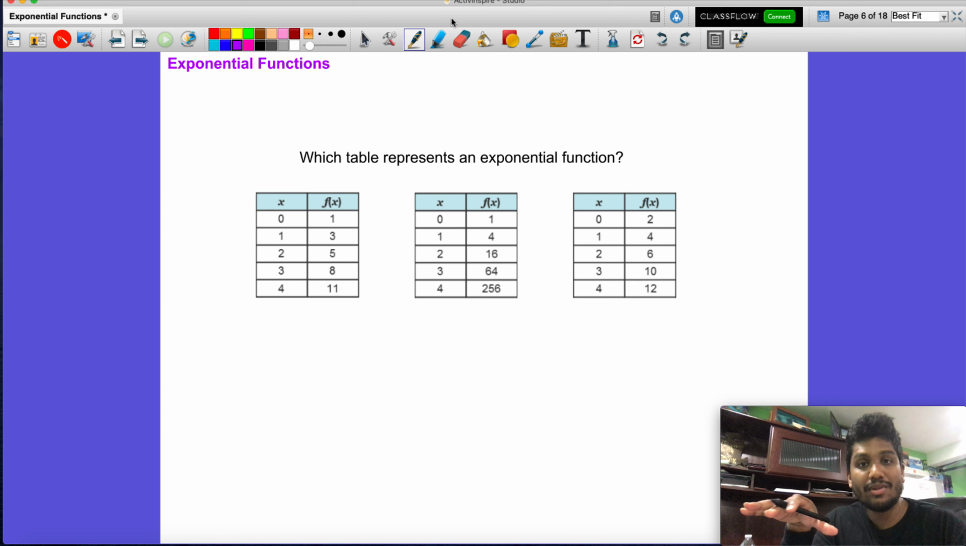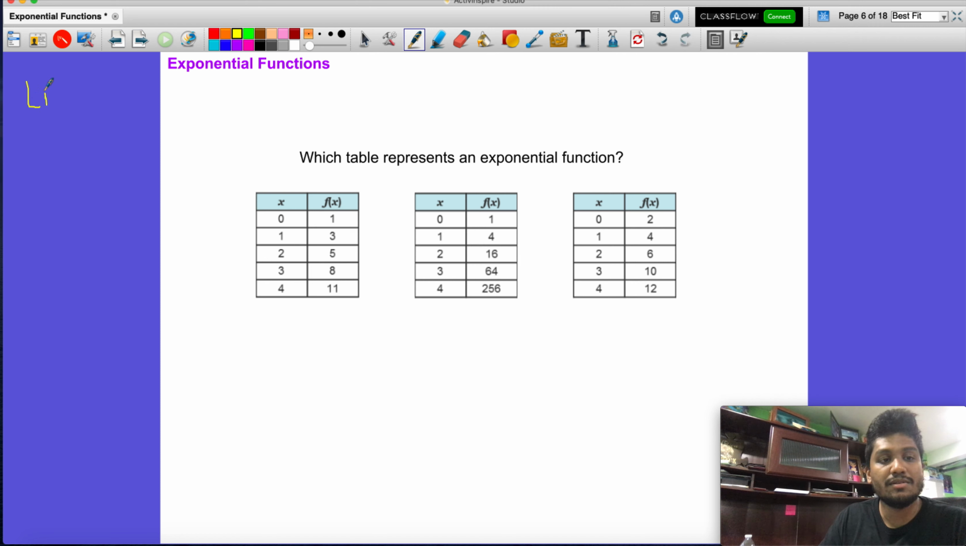In this one, we're going to continue with exponential functions by looking at three tables, and we're going to determine which one would be considered exponential.